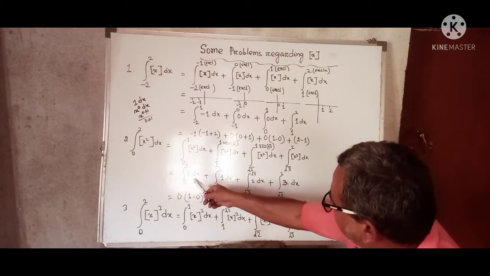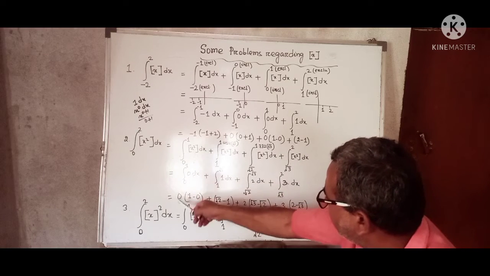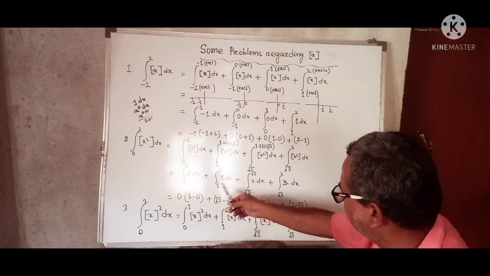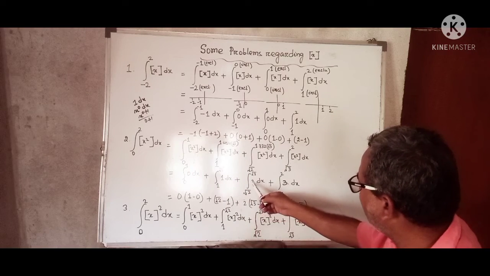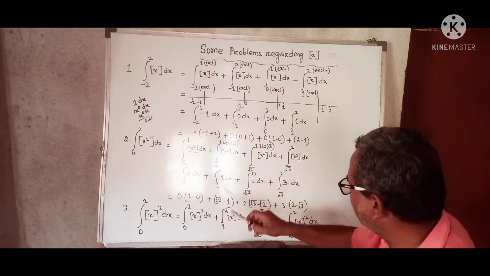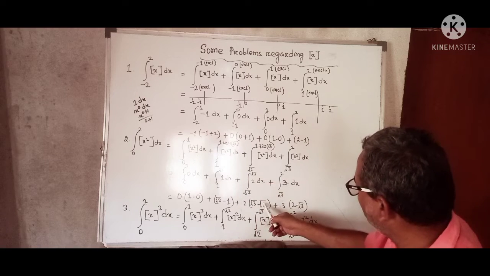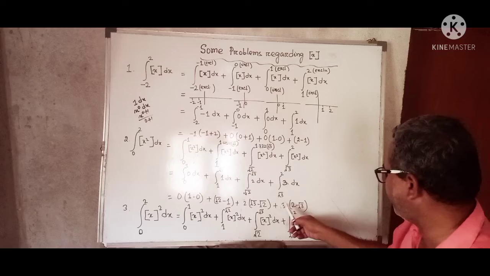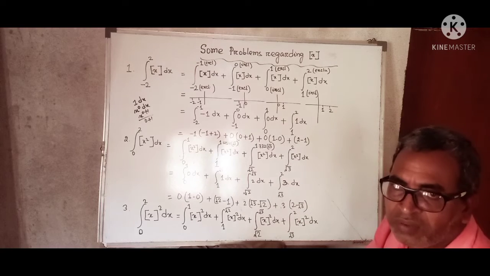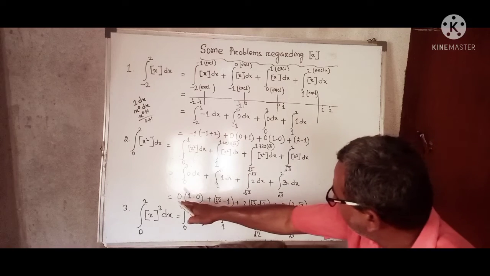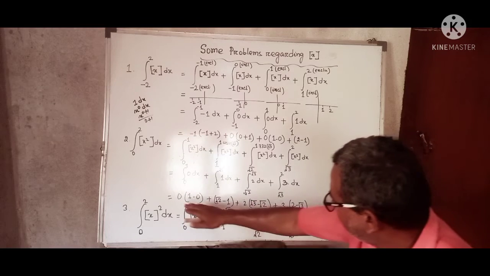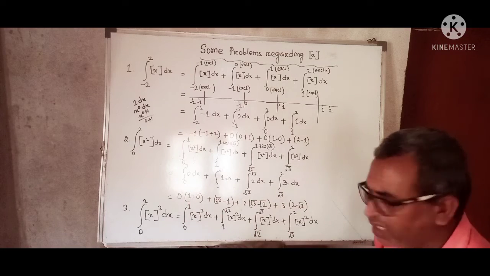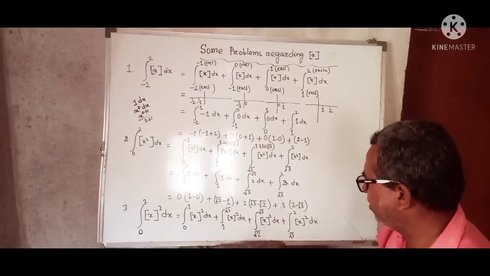Then putting the values: 0 into 1 minus 0, plus 1 into root 2 minus 1, plus here 2, taking 2 outside, 2 into root 3 minus root 2, plus 3 into 2 minus root 3. Then solve, and you can find the value easily.